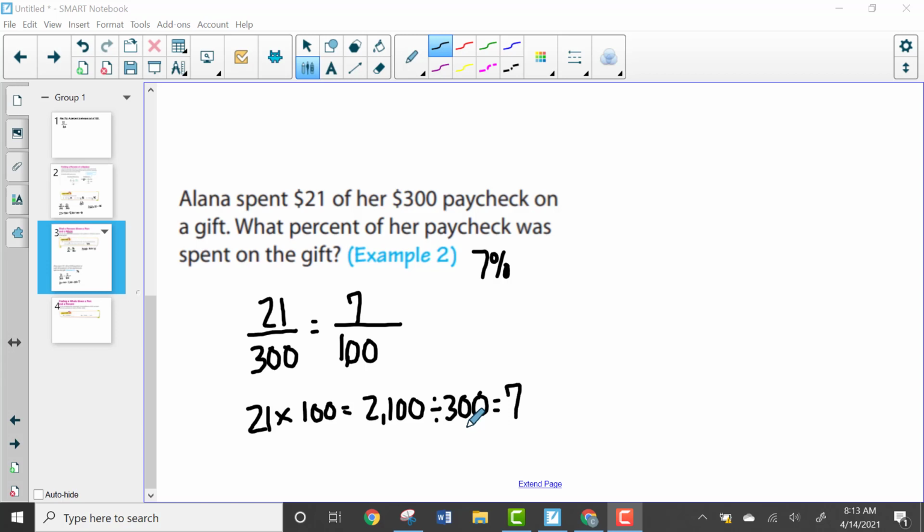So again, when you're setting this up as a proportion, the part will be the numerator. The whole will be the denominator. The whole is always going to equal 100. Remember, percent is always out of 100. So the total amount is always going to represent 100%.